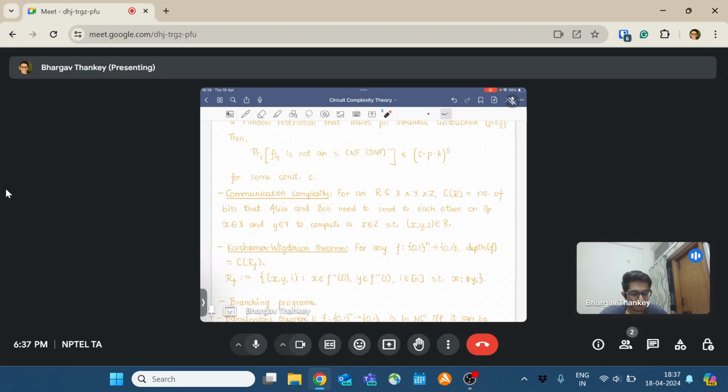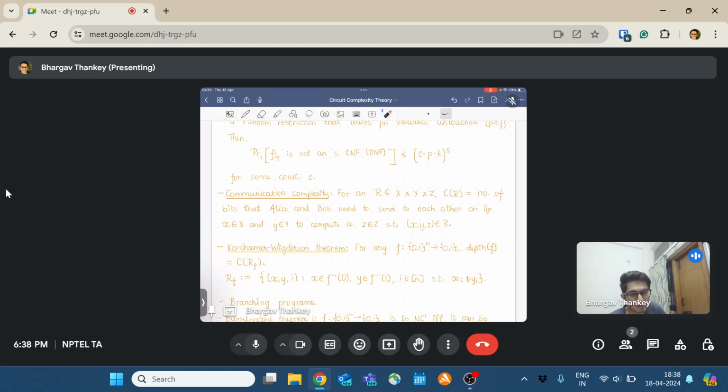So the communication complexity of a relation R subset of X cross Y cross Z is the number of bits that Alice and Bob, two parties, where Alice has x and Bob has y, need to send each other on input x in X and y in Y to compute z so that (x, y, z) is in R.